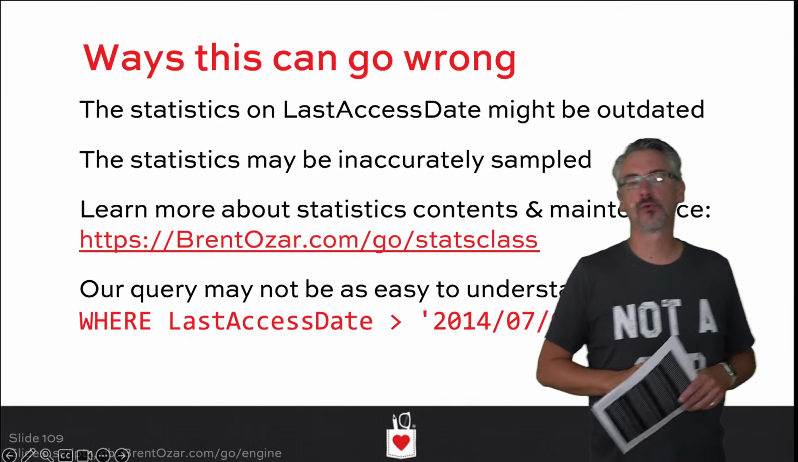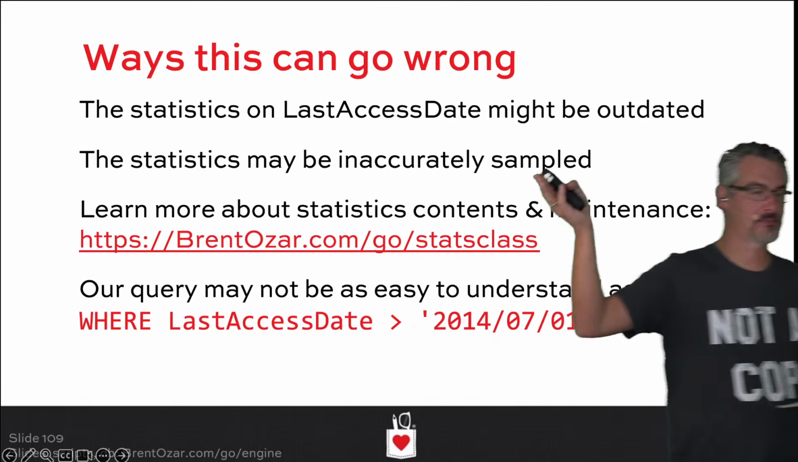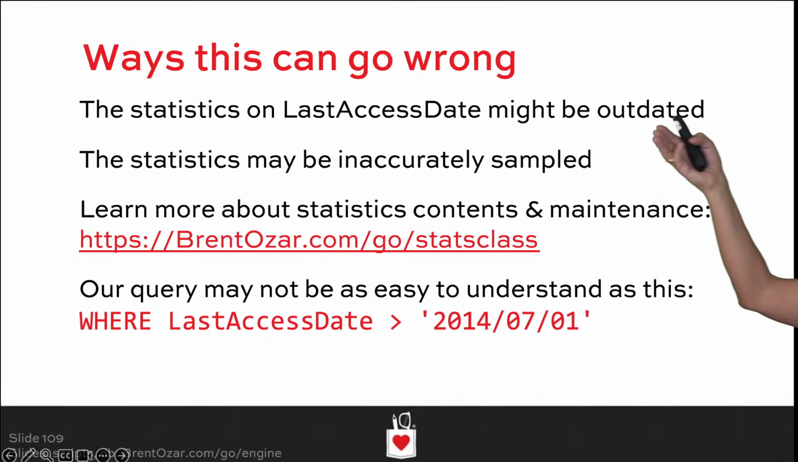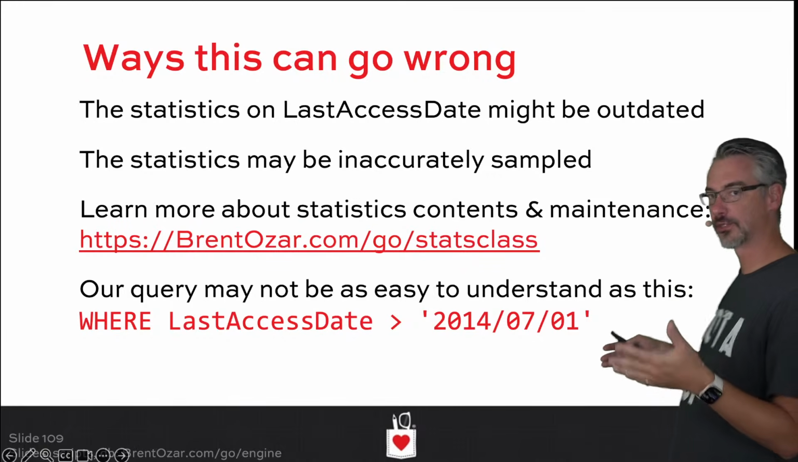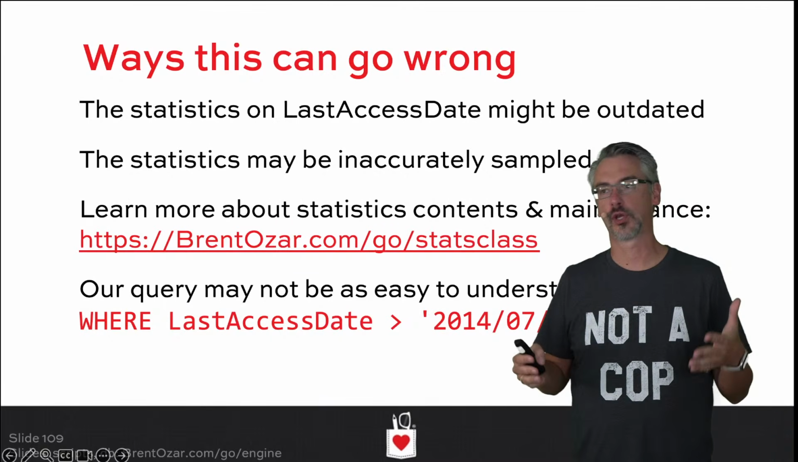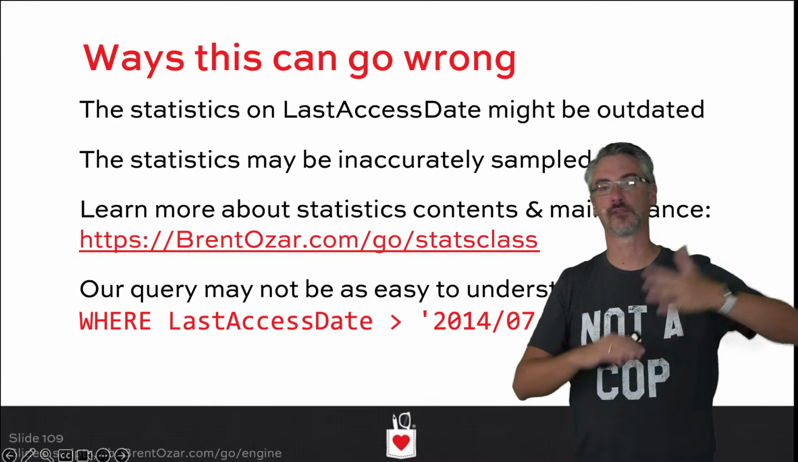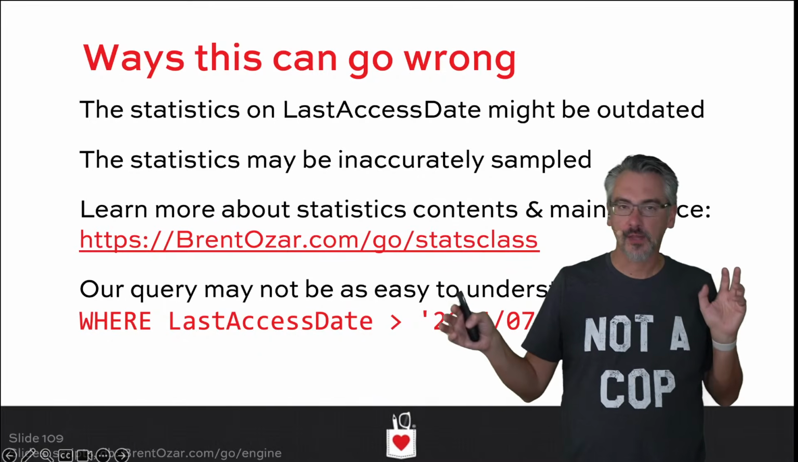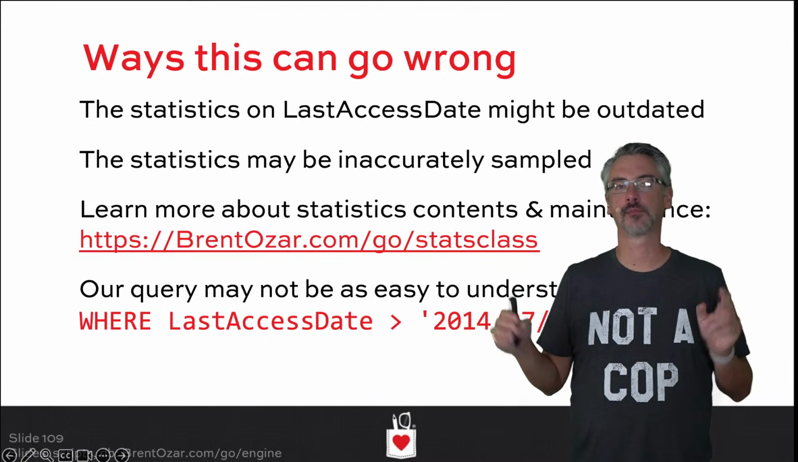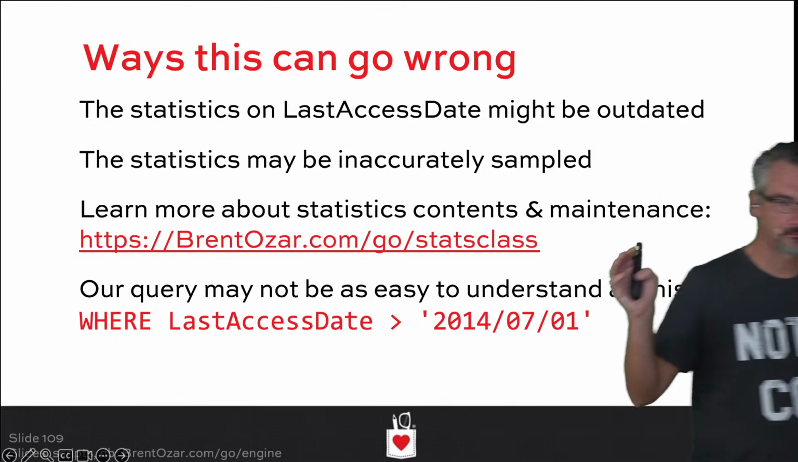So how does this go wrong? Well, our stats might be out of date. SQL Server doesn't update stats until a fairly large quantity of data has changed. The stats might have been sampled. The more data that you have, SQL Server can't afford to go check with every row to see what the value is. It's exactly like political pollsters. Sometimes they're vaguely accurate. Sometimes they're laughably inaccurate.